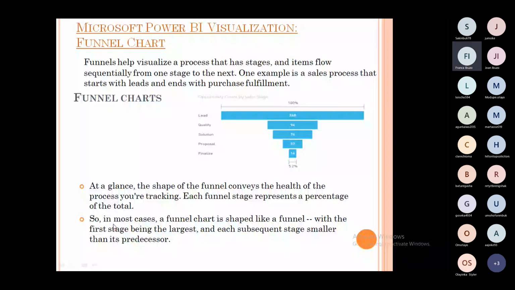At a glance, the shape of the funnel conveys the health of the process you're tracking. Each funnel stage represents a percentage of the total, and you have the figures there. So in most cases, a funnel chart is shaped like a funnel. You can see that it is in the shape of a funnel, with the first stage being the largest, and each subsequent stage smaller than its predecessor, as you have it on this chart.